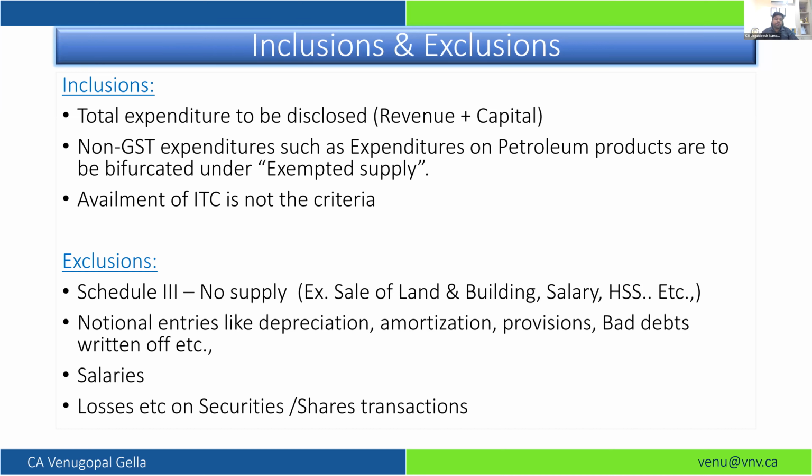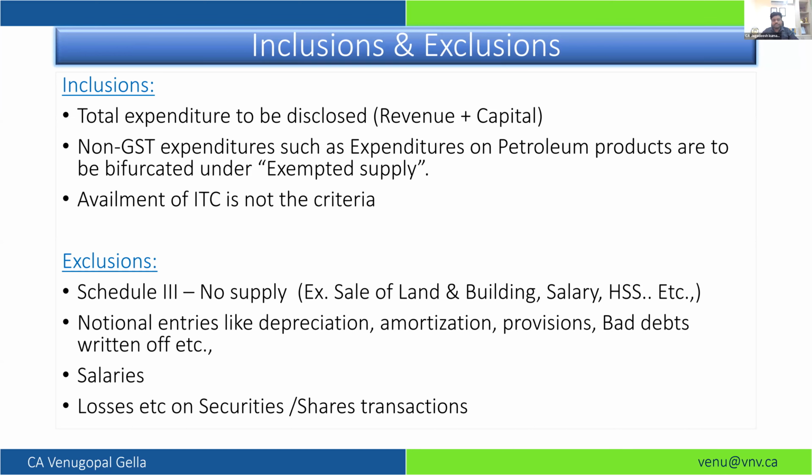Okay. Availment of ITC is not the criterion. Whether you have availed the ITC or not, irrespective of that, you have to furnish the details in clause 44. There, you need to report whether you purchased the goods or services from registered and unregistered persons. But whether you have availed the ITC or not is not the criterion to furnish the details in clause 44. Okay. So now we'll see what the exclusions are, which need not be reported in clause 44.